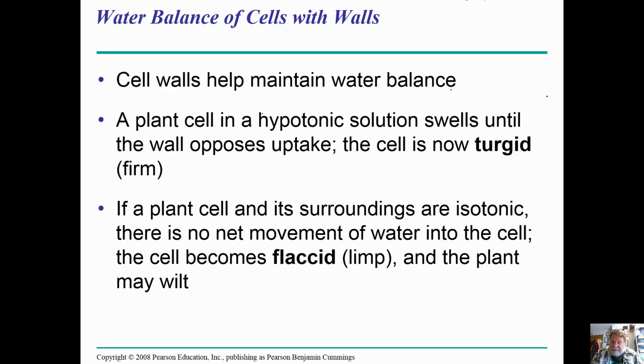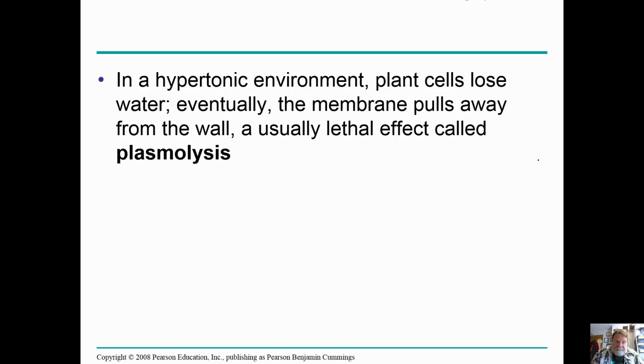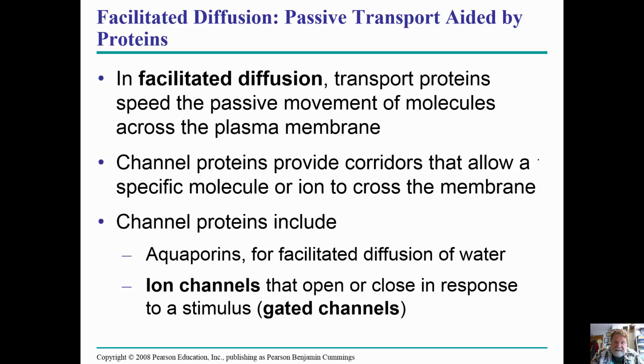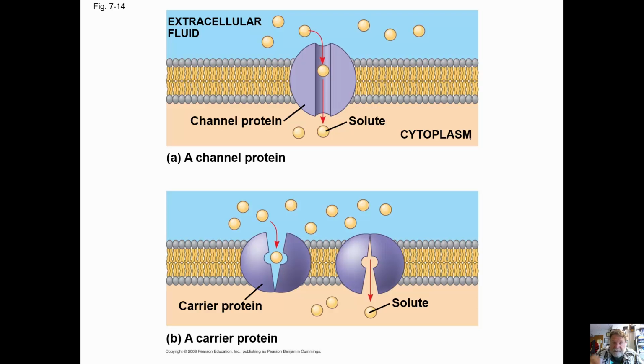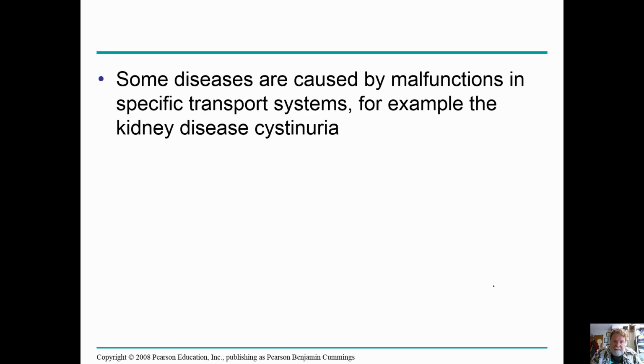Turgid and limp, you need to know these are referring to plants. Plasmolysis is also referring to plants. And facilitated diffusion is where you have a membrane channel that's controlling which molecules come through, a lot like a doorway. Again, you don't necessarily need to use this doorway. You can use other doorways that possibly fit as well, and we'll get into that a little bit.